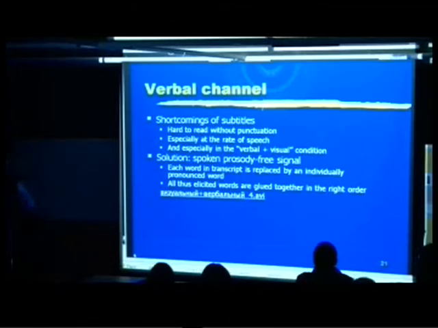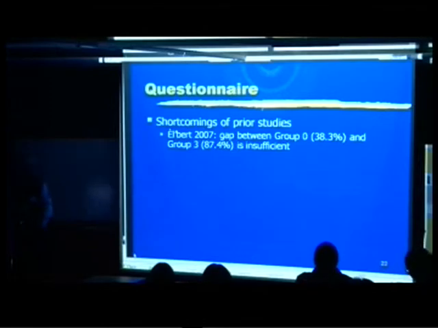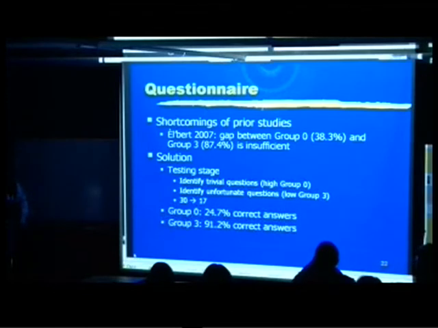As for the questionnaire, there was also some improvement over the prior studies. In particular, we were able to achieve a better contrast or gap between group 0, that didn't see the experimental excerpt at all, and group 3, that saw the whole thing. This was done through identifying trivial questions and also unfortunate questions, which led to too low results in group 3. So the result of this improvement procedure was the percentages shown at the bottom of the screen.